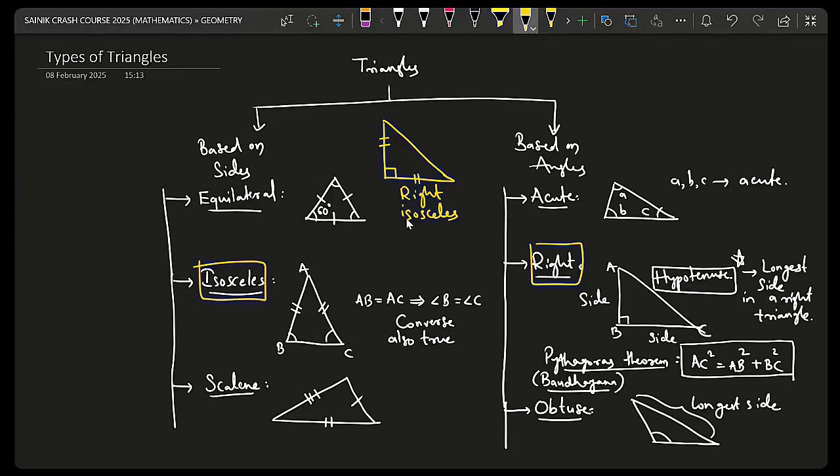So we can find the other two angles also. These two angles are also going to be equal, 45 degrees, 45 degrees. Now we can check the sum. 90 plus 45 plus 45. Yes, it is 180 degrees. So this type of triangle is right isosceles triangle.